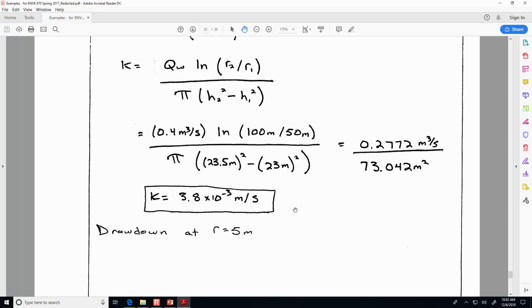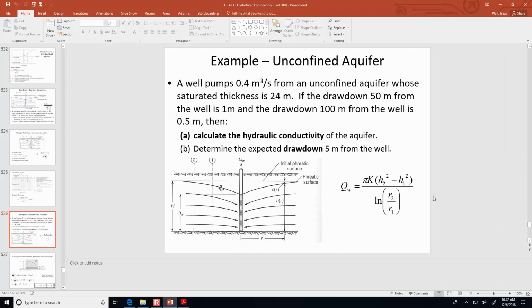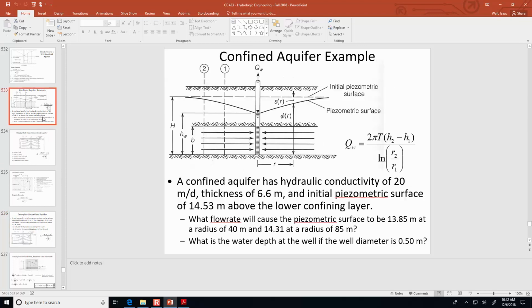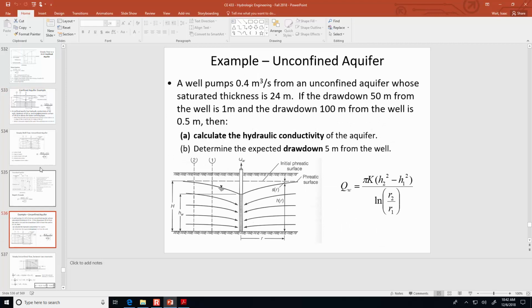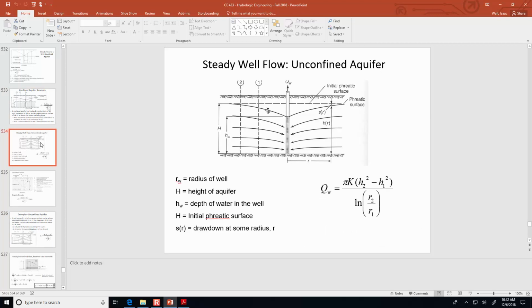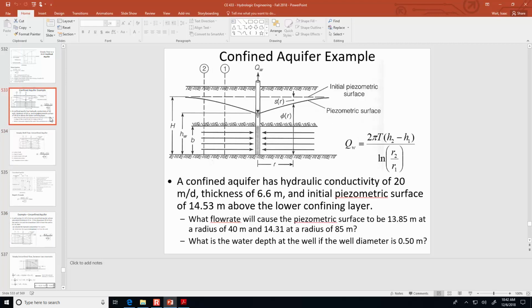Well, I've got a question for you. Why do you think we're squaring the H values for an unconfined aquifer, whereas in a confined aquifer, we didn't square it? Well, remember, in the confined aquifer, the water's not moving vertically. It's just that piezometric surface that has the drawdown. So the water is only moving horizontally in the confined aquifer.